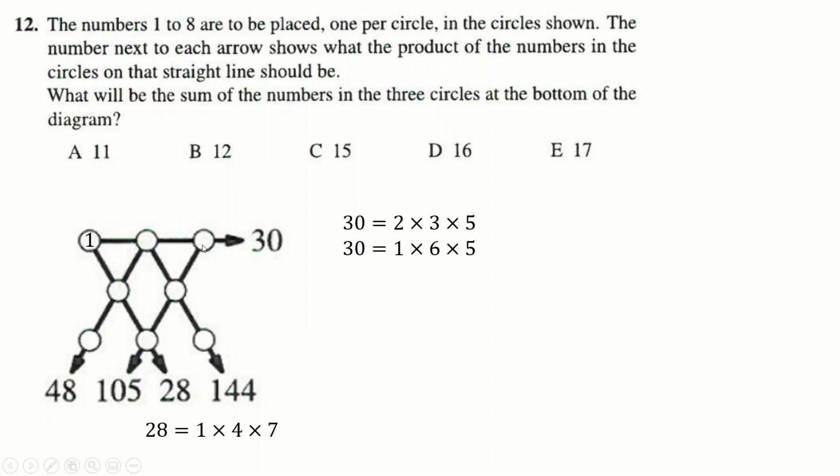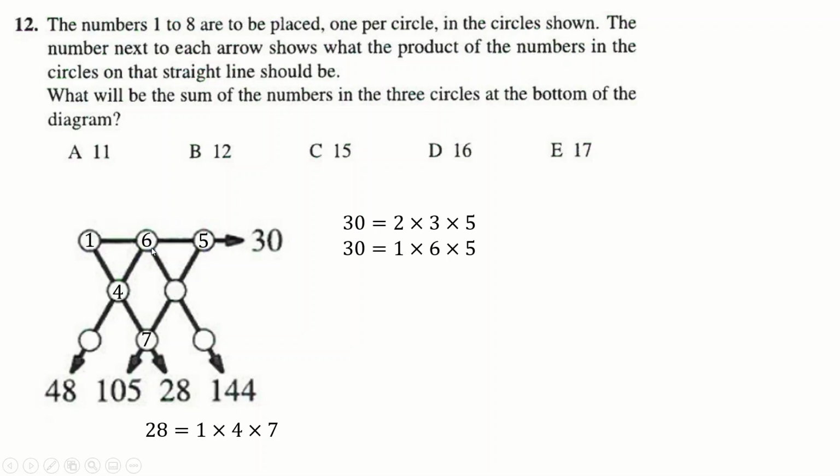Okay, so where does the 6 and the 5 go? Well, I can't put a 5 here because neither of these numbers are divisible by 5. So the 5 has to be here and the 6 has to be here. Okay, and now let's just figure this out. So which way should the 4 and the 7 go? Well, okay, 7 can't go here because 6 times 7 is 42. That's not good. So this has to be the 4, this has to be the 7.